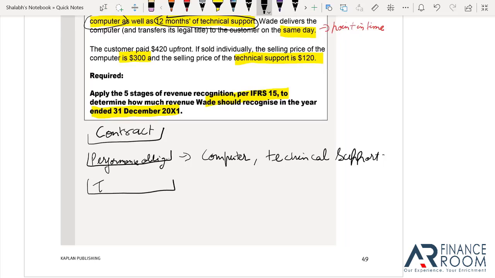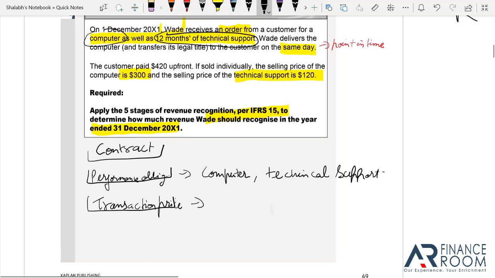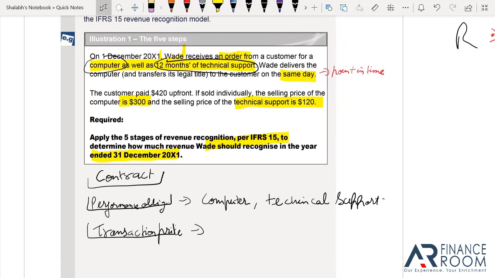Transaction price. T stands for transaction price. Now what is the transaction price here? The customer paid $420 upfront. Now what is the use of this information then? I shall be discussing this, don't worry. This information and this information, what is the use of this $300 and $120? We shall be discussing this.